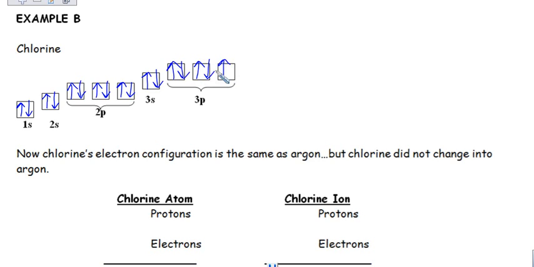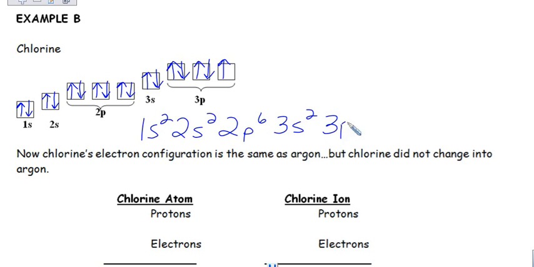And again, if you like the electron configuration better, 1s2, 2s2, 2p6, 3s2, 3p5.